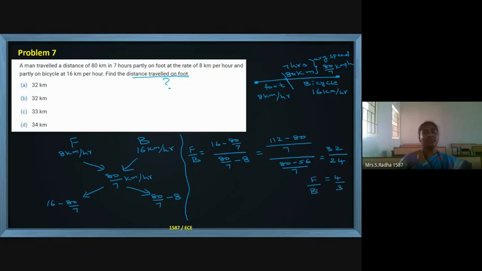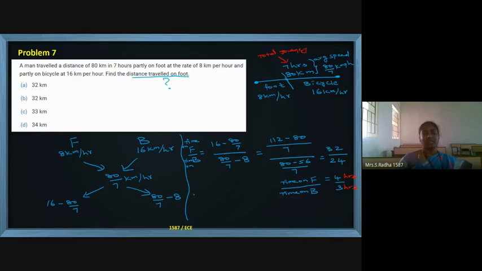So foot divided by bicycle is 4 by 3, and this is the ratio of time taken. Whatever we are calculating is the time he traveled on foot and the time he traveled on bicycle. The total journey is 7 hours, so he has traveled 4 hours on foot and 3 hours on bicycle.